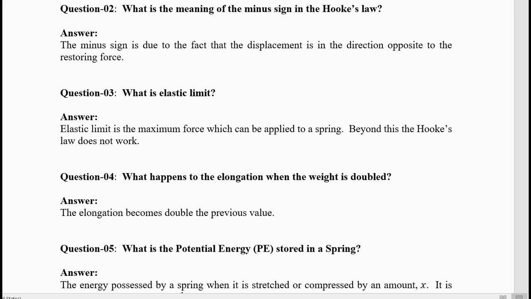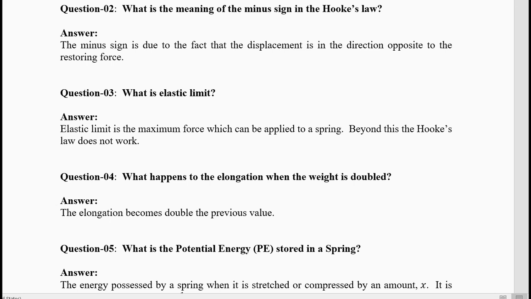Now you cannot go on putting more and more masses on the hanger and keep increasing the force on the spring. The spring will spoil. It will stop working after you put too much weight on it. So there is something called the elastic limit. The elastic limit is the maximum force which can be applied on a spring without damaging it. Beyond this, Hooke's law does not work.